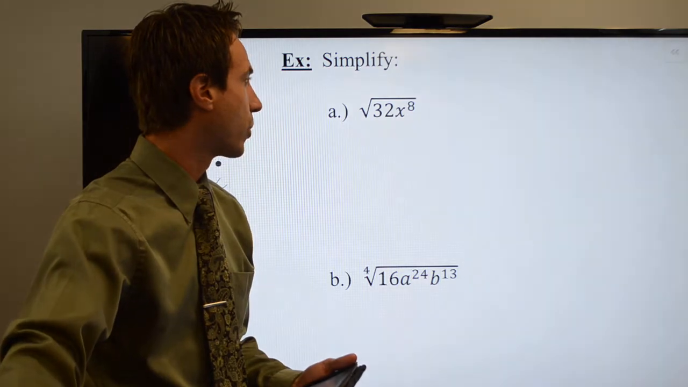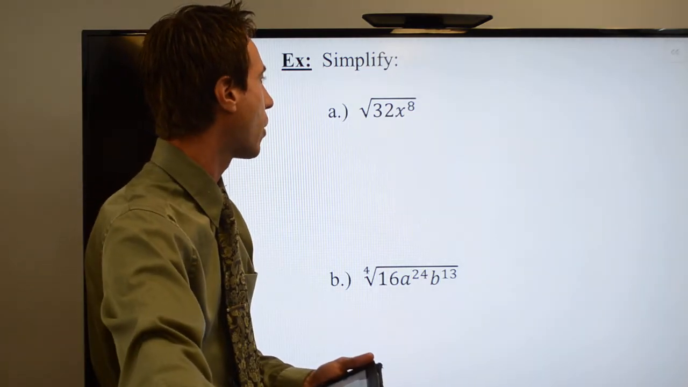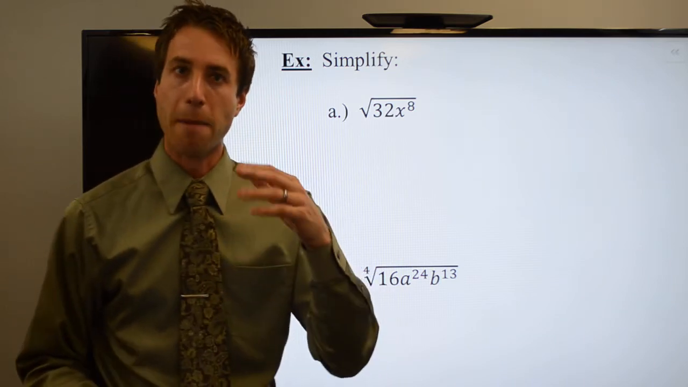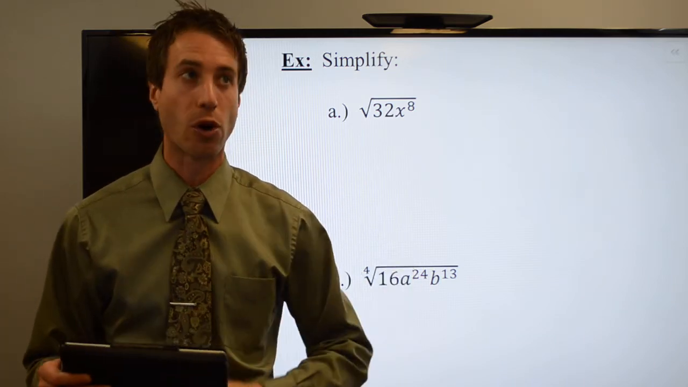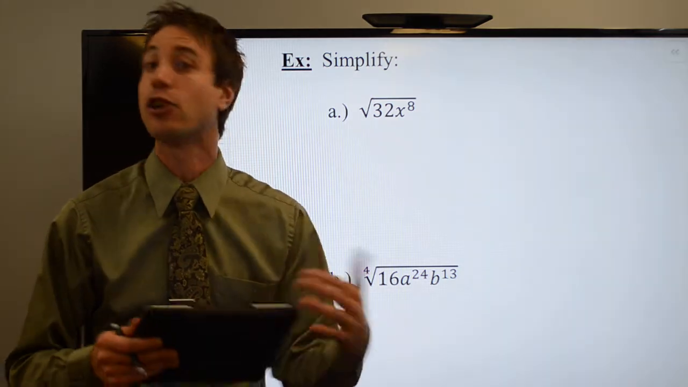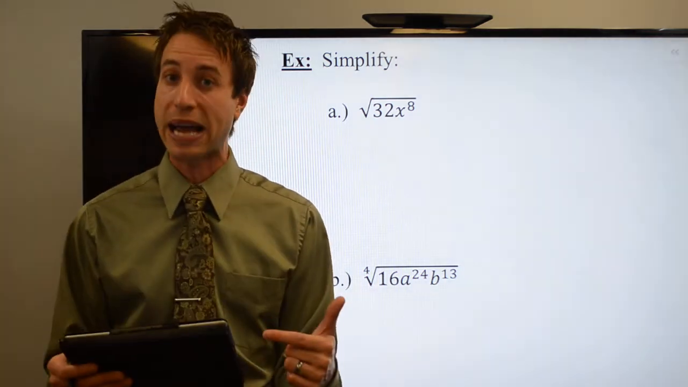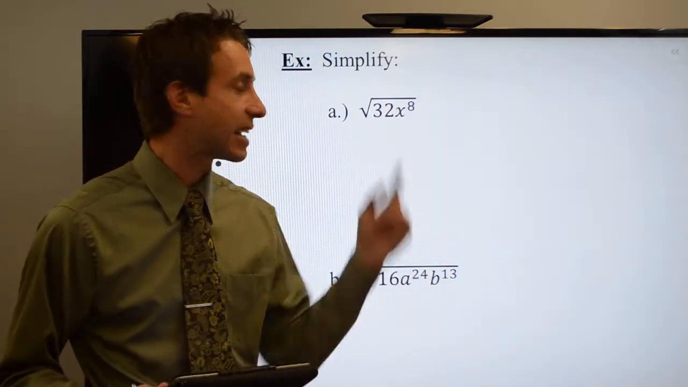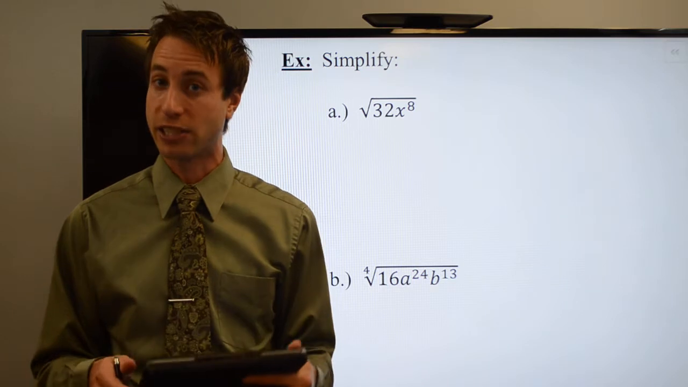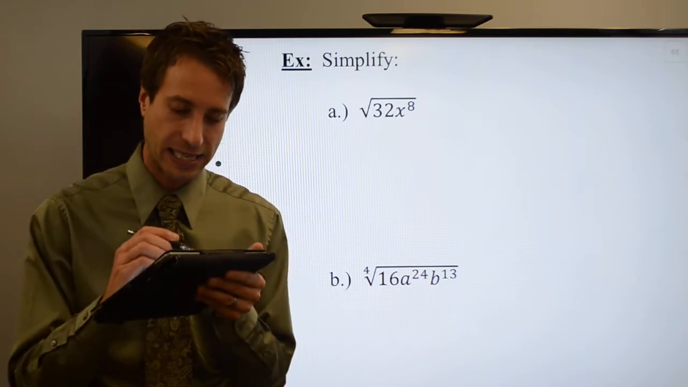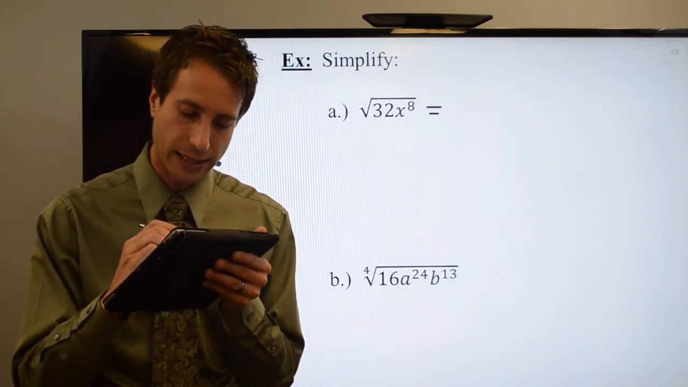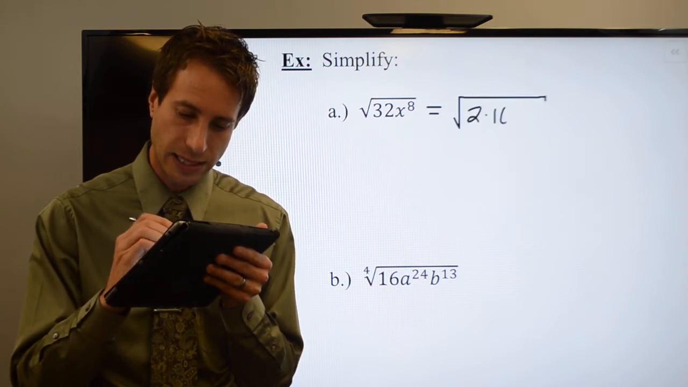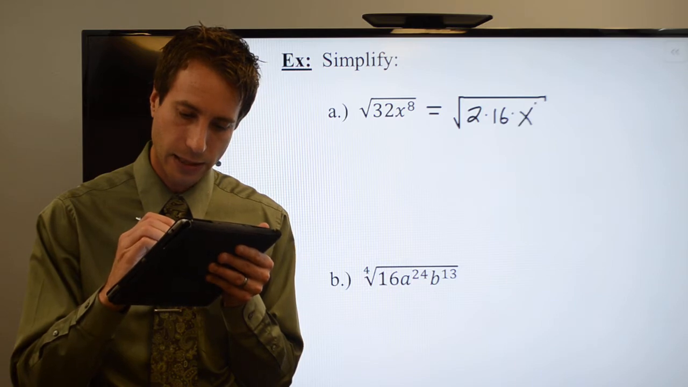So what we want to do is take the square root of 32. Now, again, 32 is not a perfect square. But what we have done before is find ways to simplify things that are not perfect squares by rewriting them as a multiplication of some number and something else that is a perfect square. In this case, I believe the best way to go would be 2 times 16. So that's how we'll rewrite it: the square root of 2 times 16 times x to the 8th.